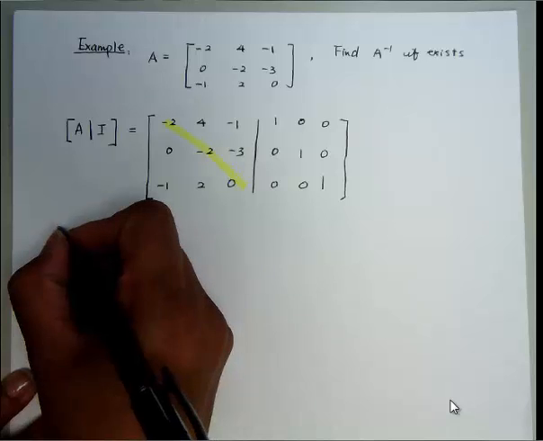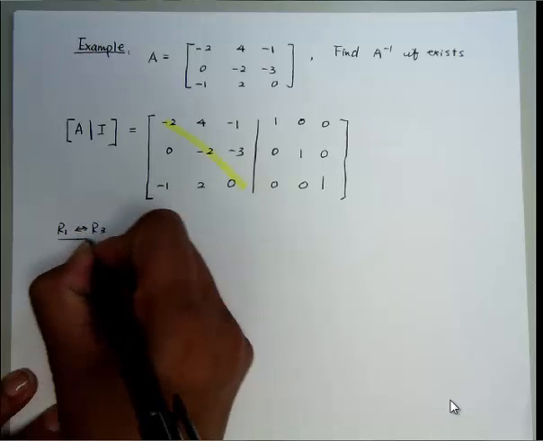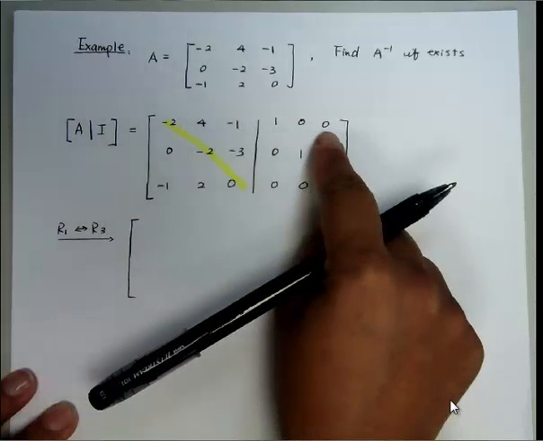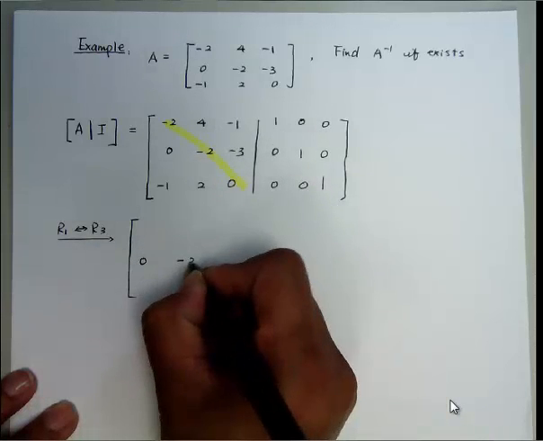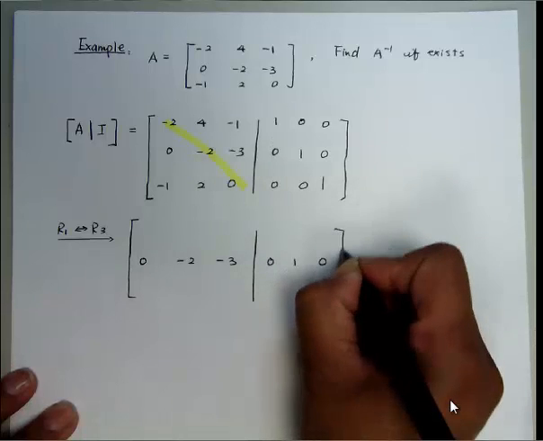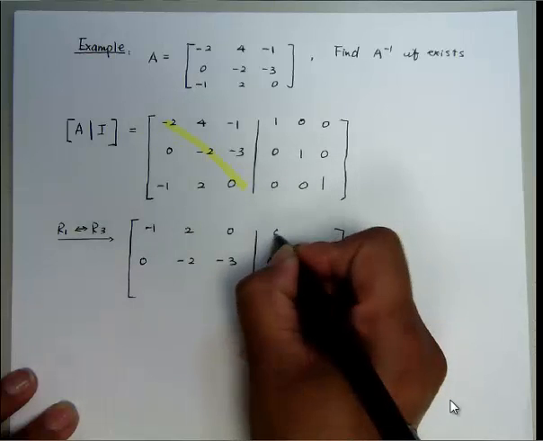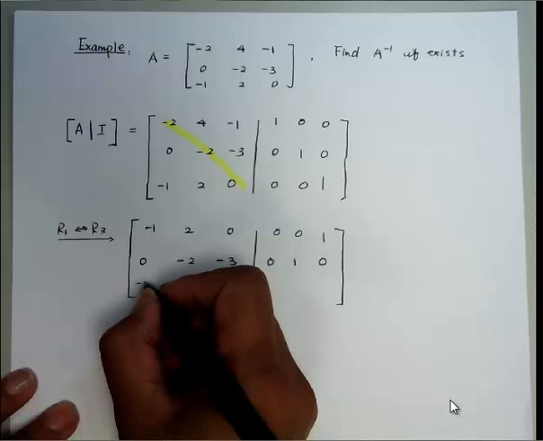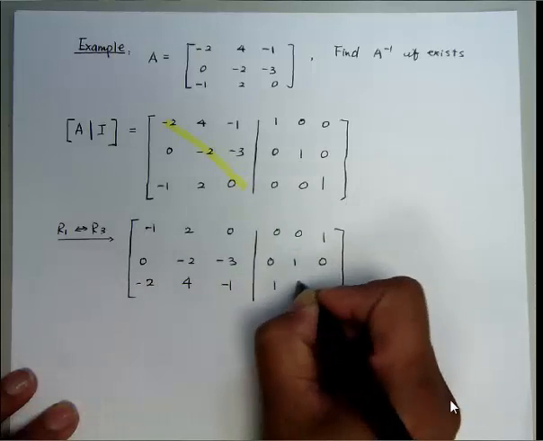First step, I'm going to interchange row 1 and row 3. So the row includes the entire thing, including the right-hand side of the elementary matrix. Row 2 is the one remaining the same. Let me copy it down. And row 3 becomes row 1, so -1, 2, 0, 0, 0, 1. Row 1 becomes row 3: -2, 4, -1, 1, 0, 0.